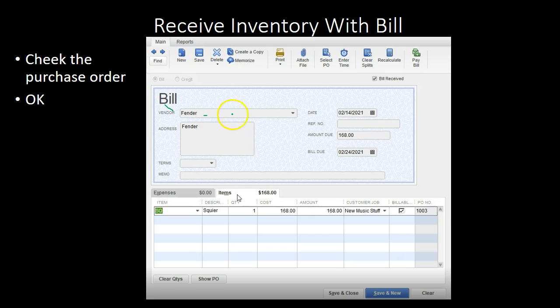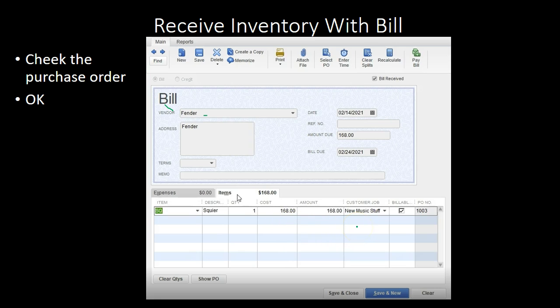So we've got the vendor here, we've got the date, we've got the amount, and then the bill date. And then the important thing down here is we've got the items rather than the expenses. Items for QuickBooks means inventory items. This is what populated automatically when we were just clicking on that purchase order, because it pulled over that information from the purchase order, meaning it gave us the inventory item, which is an SQ in this case, a Squier, and we got one of them. $168 would all populate automatically then.